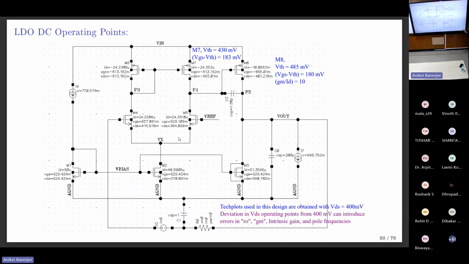Now, how do we perform the simulations? Again, these are the DC operating points. The only change is this VDS: instead of 400 millivolts, 665 is there. That may create some error in the RO of this. This can be fixed by choosing the right tech plot relationship.